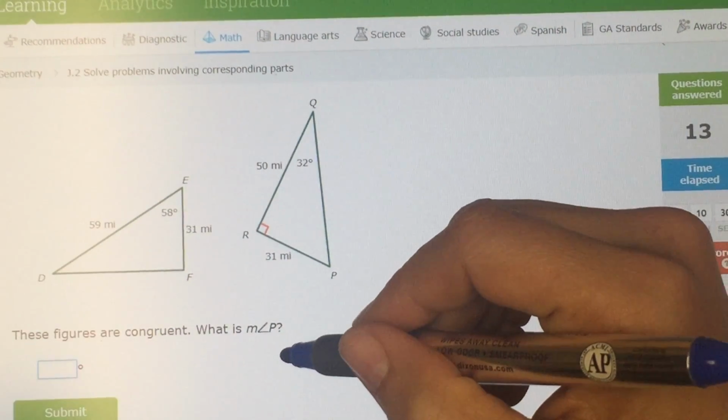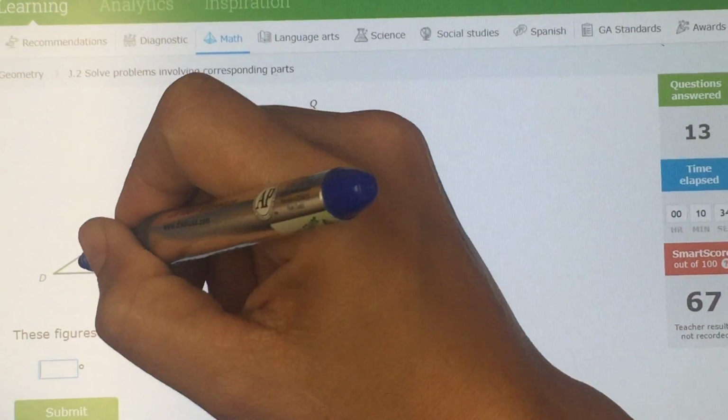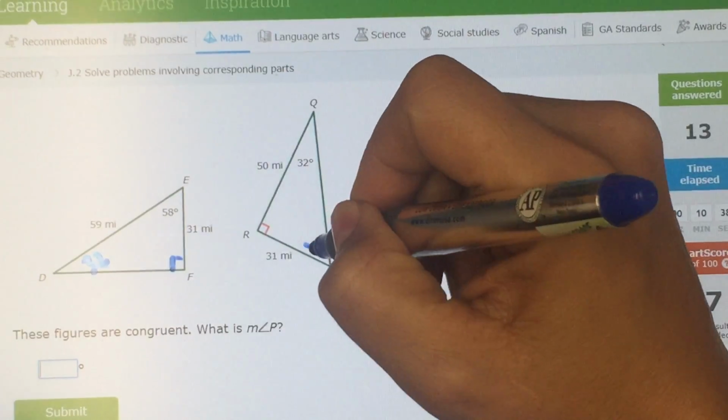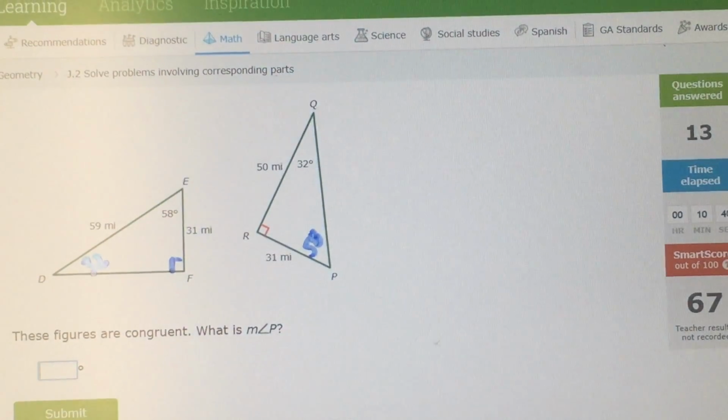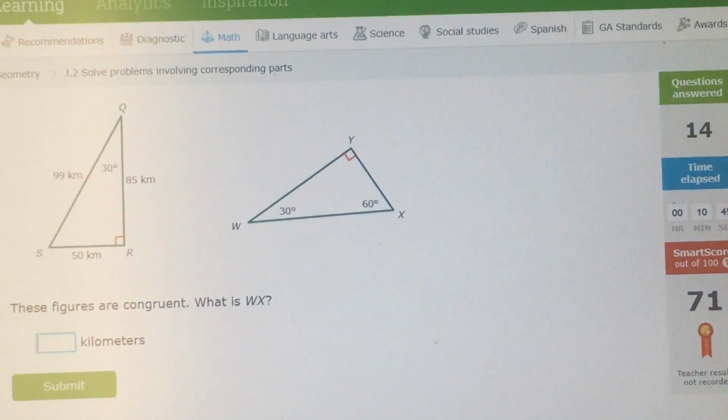What is angle P? Okay, so this looks like a 90, this one looks like a 90, so this one must be 32. And if that's 90, 32, the other one must be 58. So P is 58. Okay, I'm back on 71. I guess I can write him out.